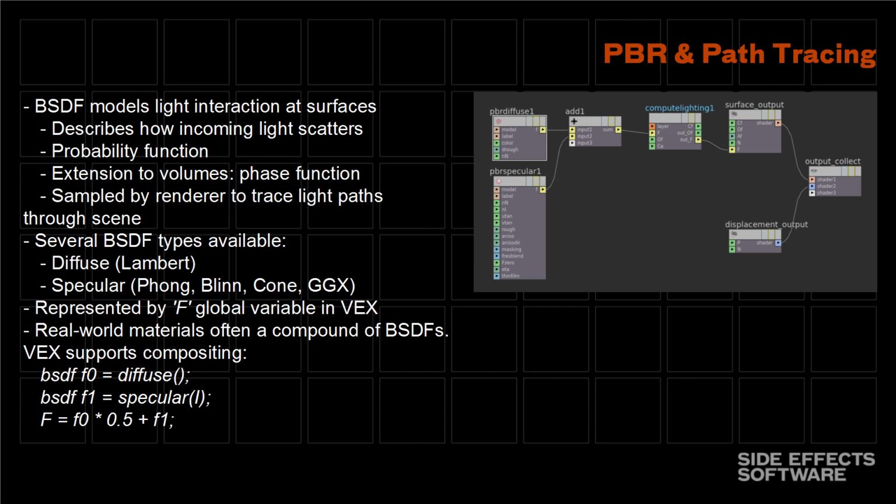But after the add, you can see there's a compute lighting node, which is responsible for taking the BSDF and integrating the lighting locally. And so we'll look at a little bit in terms of the path tracer and the way that compute lighting works with it. And then we have the surface output, which just accepts the final BSDF value.